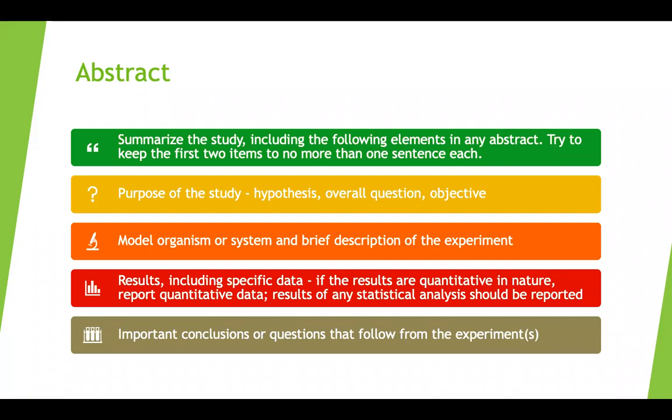Then any model, organism, or system, or brief description of the experiment. This is very important: you include a brief description of the setup or system you have used, just to give the user an idea of what your setup is and how it is working. He can go for the detail and read it further in the text of the paper. So giving a brief description of the experiment, model system, or organism is very important.